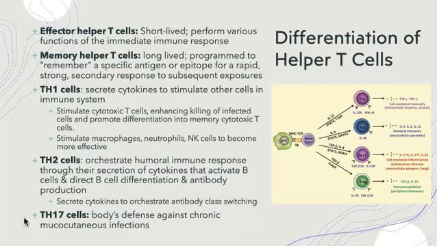And then we've got our Th17 cells, which are the body's defense against chronic mucocutaneous infections. And people who don't have these cells in their mucosa may be more susceptible to things like bacteremia and GI infections. And this tends to be people who are infected with HIV.